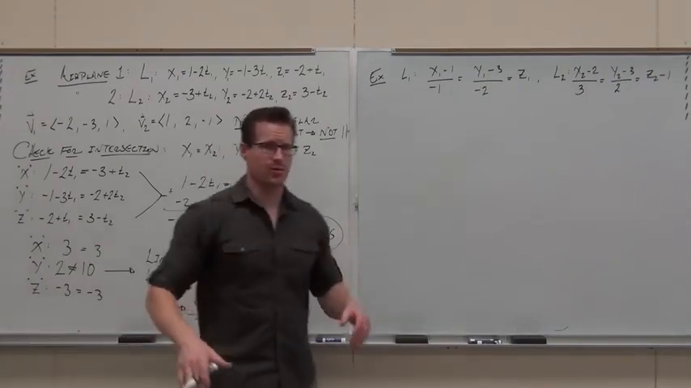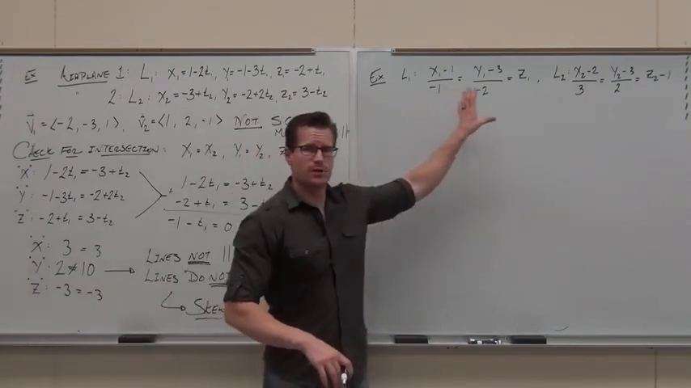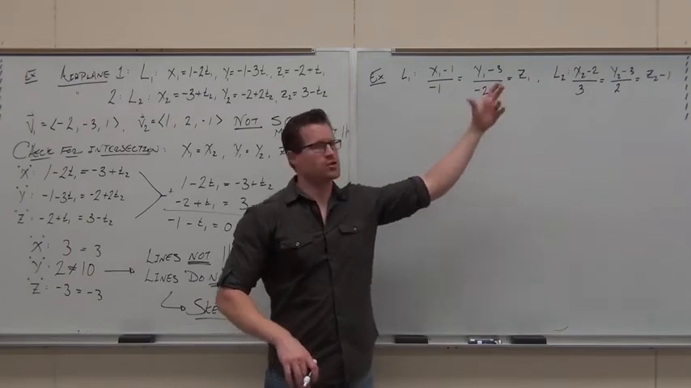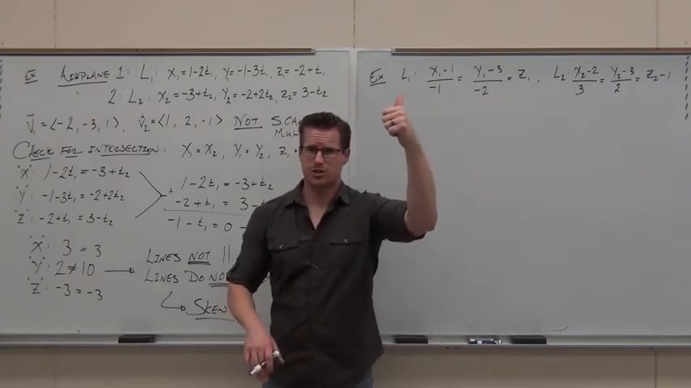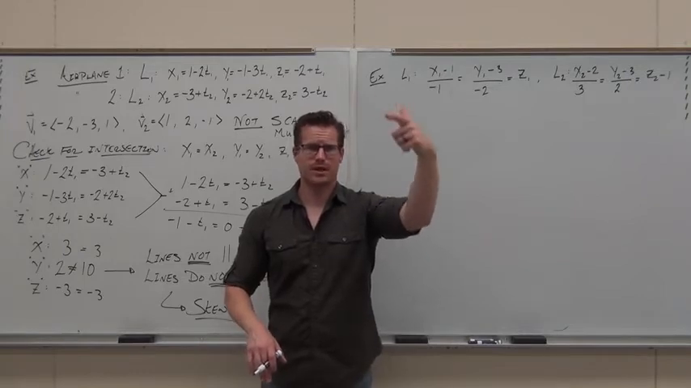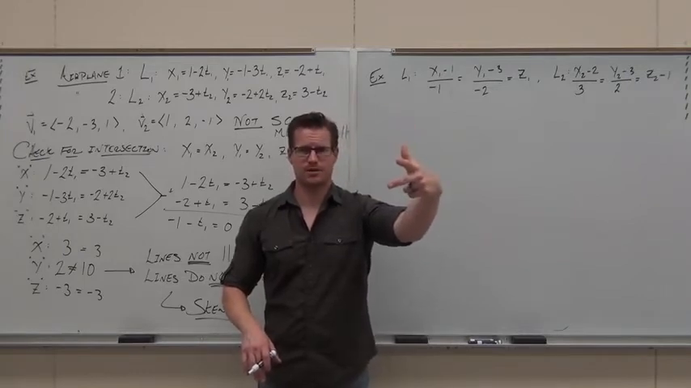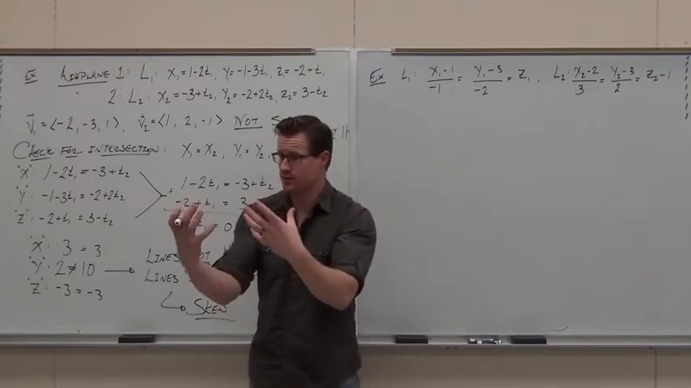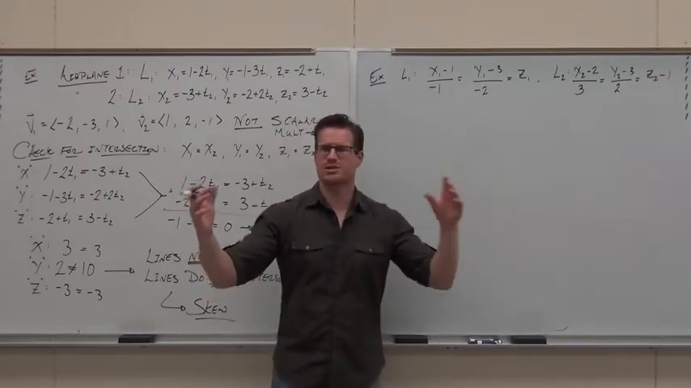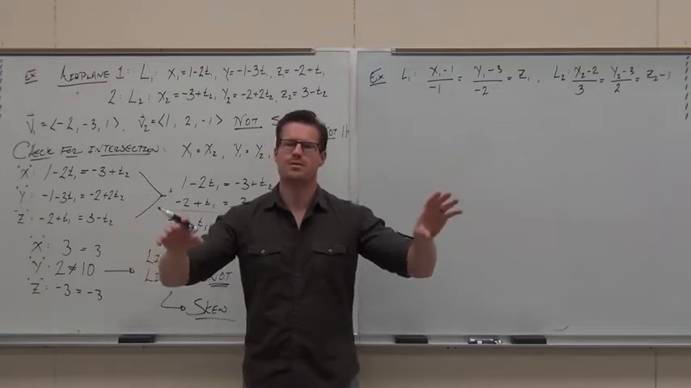Here's what I want from us before we take our break. Number one thing, these two lines I'm going to ask you about: are they parallel, are they skew, or do they intersect? I want all three answers. Are they parallel? That's talking about the vectors. Find the direction vectors. See if they're scalar multiples. That's the easiest question, okay? Find out if they're parallel.